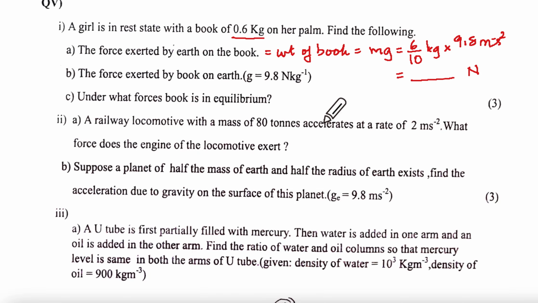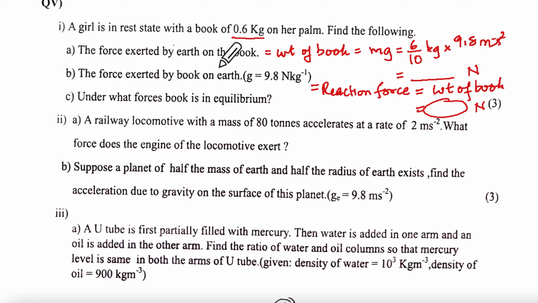Understood? Now here, the force exerted by the book on the earth will be the reaction force, which will be same as the action, means weight of the book. So whatever you wrote here, the same thing, Newton. Only thing is, what is the difference between this one and this one? Are they different?